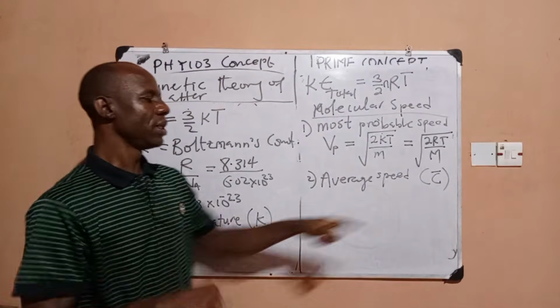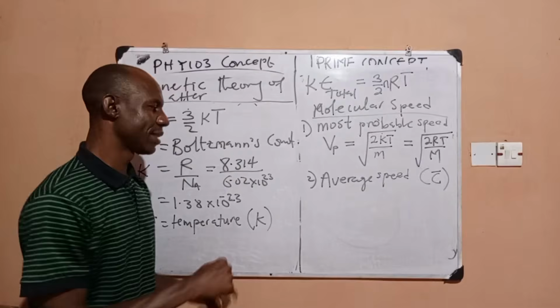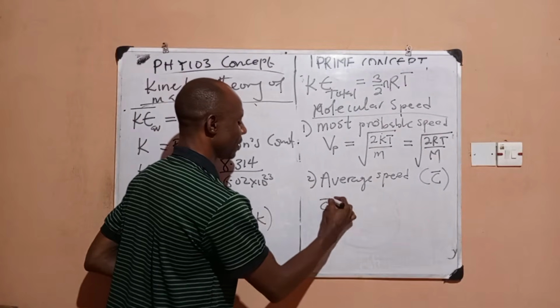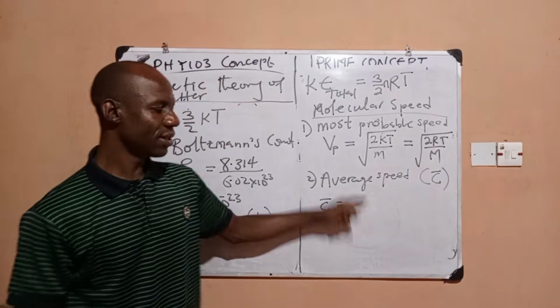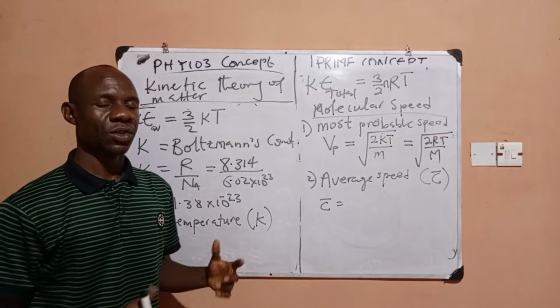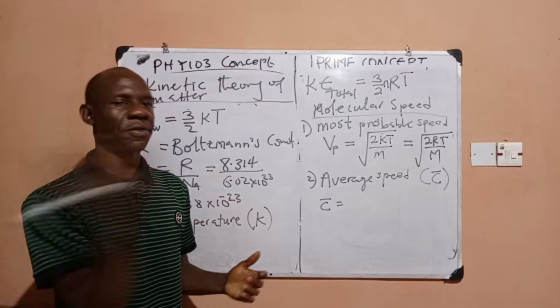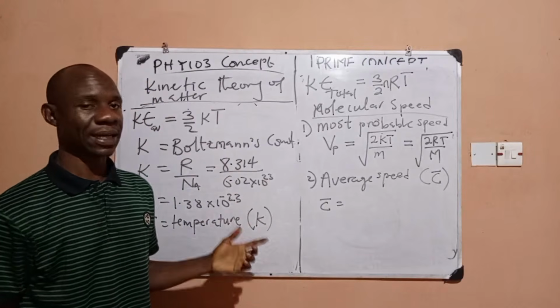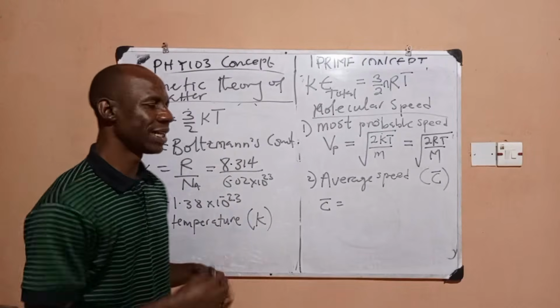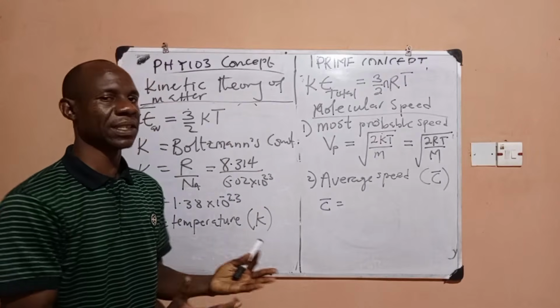Average or mean speed is usually denoted like this. Remember we said the particles have different speeds. So when you say mean, it's just the addition of all their speeds, and you divide by how many they are. That is average speed. That is the speed of all the system together.